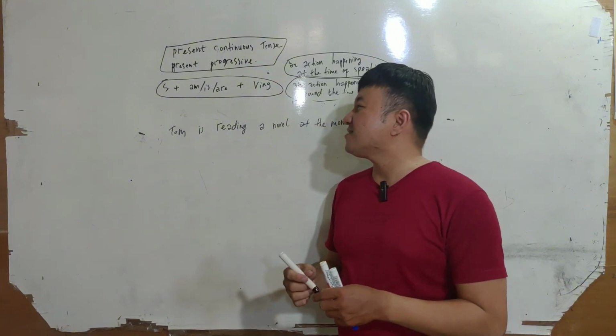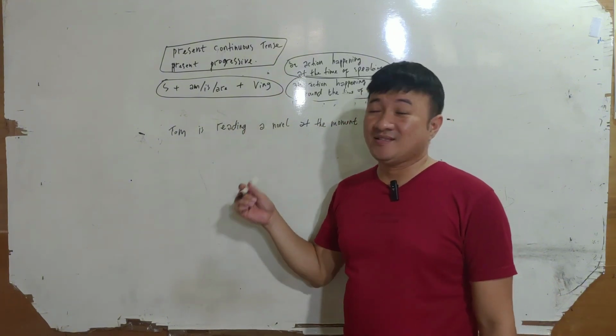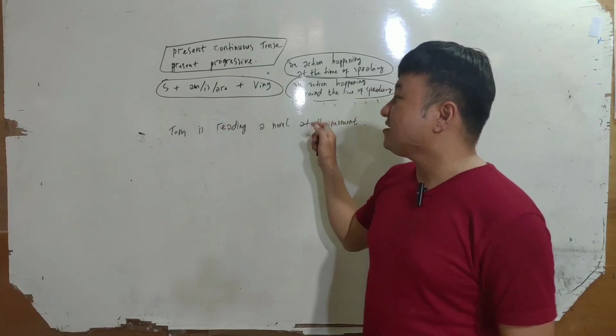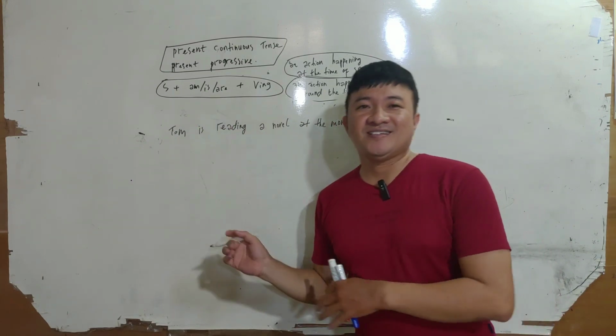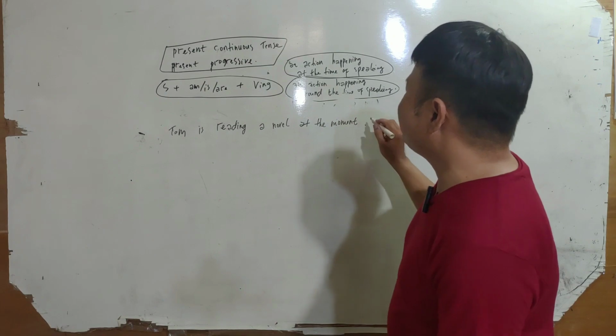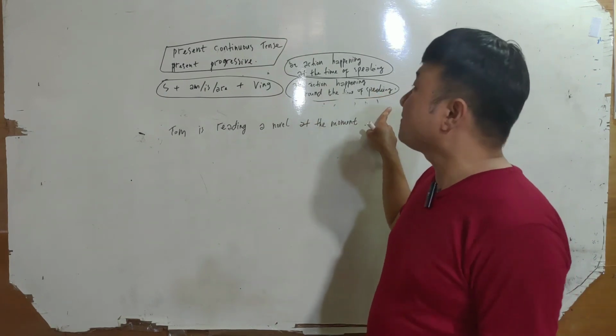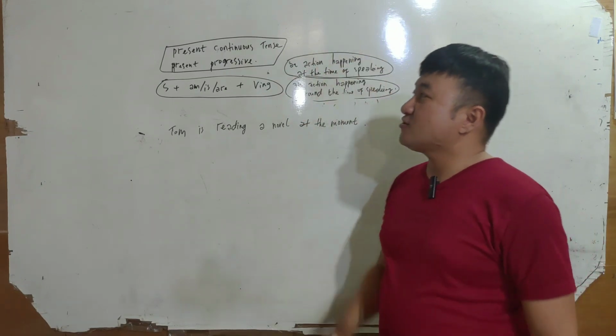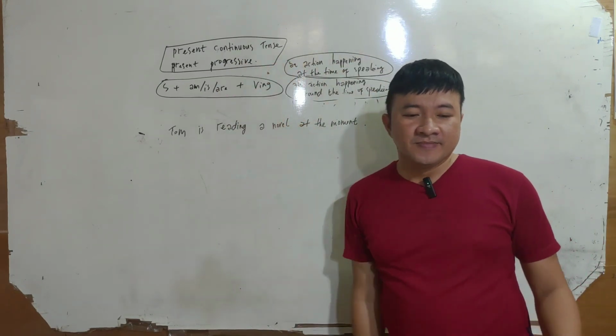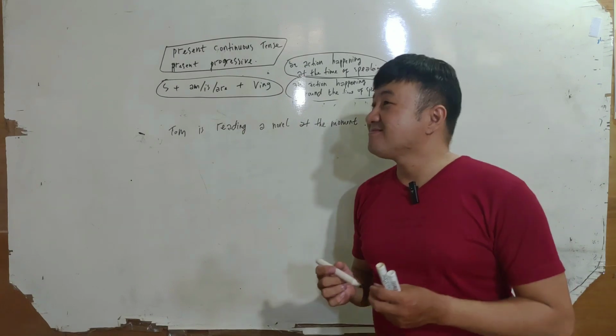So it doesn't mean that Tom is reading at the moment when he speaks this sentence. It means that he hasn't finished reading it yet. Okay, that's the example. So an action happening around the time of speaking. That's the second function of the present continuous tense. Is there any other function?